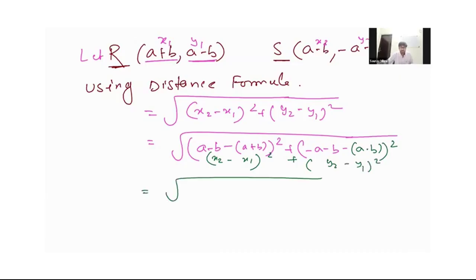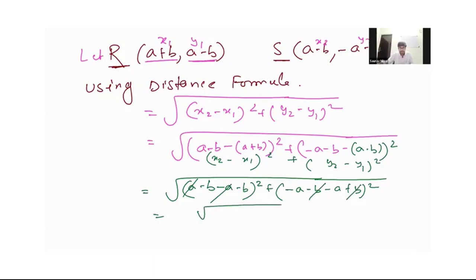Now we will solve this. It is a minus b, opening the bracket, minus a minus b, whole square, plus a minus b minus a plus b, whole square. Opening the bracket, a and a cancel, and b and b cancel. So we have minus 2b squared and minus 2a squared, which is written as 4b square plus 4a square.